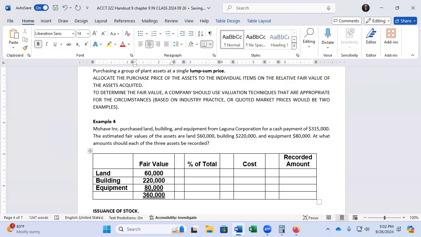So now we want to determine what percentage of the total is each asset. I'm not going to put the zeros in here, but just so you know, 220,000 over 360,000, and 80,000 divided by 360,000. And we're going to multiply it by the cost, 315,000.